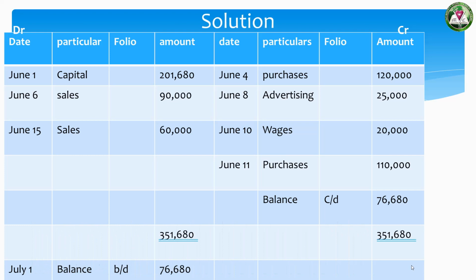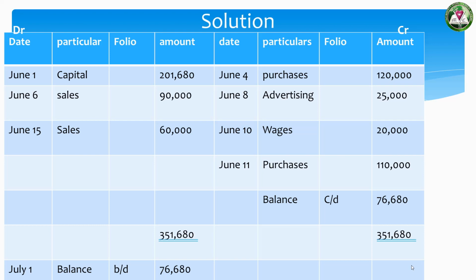Then you now minus the lesser figure from the bigger or the higher amount figure. That will give us 76,680 naira. The difference is 76,680. Now write it on the next line. Come to the particulars and write balance c/d.